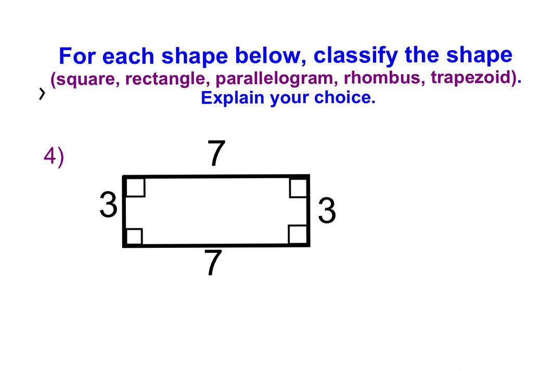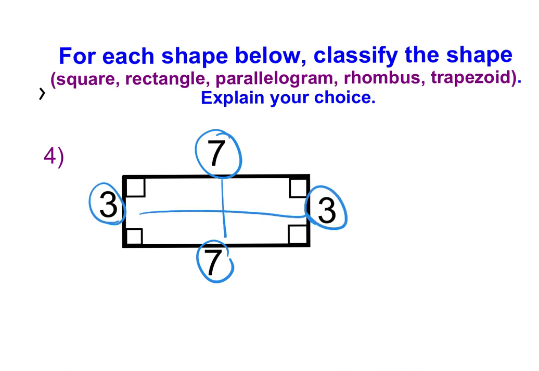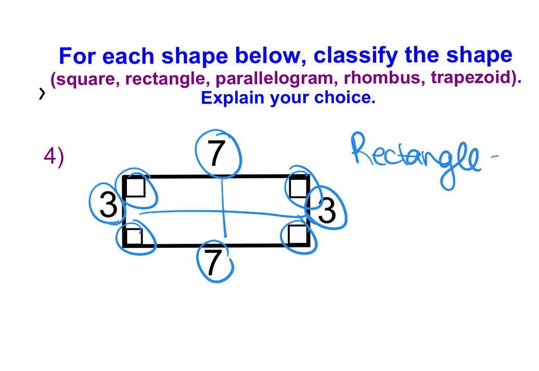This next example here, I notice this one has side lengths that are equivalent as well, but unlike the example from a few slides ago, this one has 4 90-degree angles. So because I have 4 90-degree angles, but I don't have 4 sides that are all the same, I note that this is, in fact, a rectangle. And this is a rectangle because it has 4 90-degree angles.